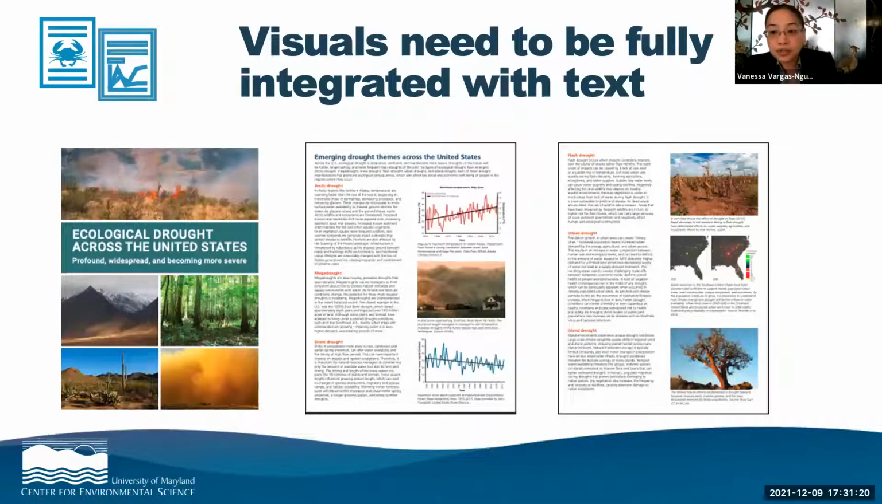Lastly, visuals need to be fully integrated with the text. In developing science communication products, we want to be as concise as possible. No matter how good a visual element is, if it doesn't add to your story, then it's just another form of clutter. So we have to make sure that whatever visual you add, you refer that back in your text. Otherwise, just don't include it.